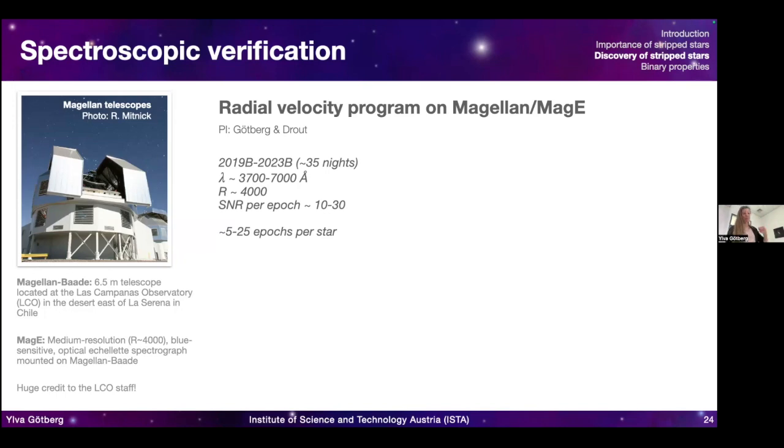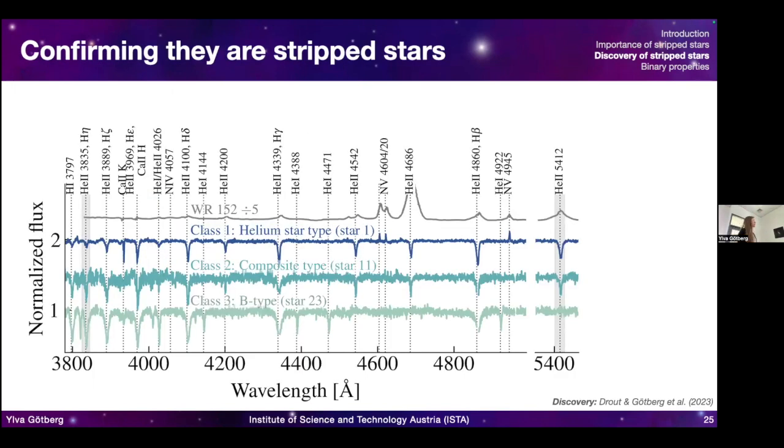What we found to begin with was 3 different classes. I'm not very good at naming, so they are called class 1, 2, and 3, but they have different categories. So here, let me show you the class 1 and 2. They show lines of ionized helium.